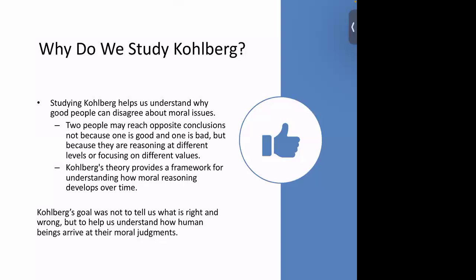There's the bottom point here on this slide. Kohlberg's goal was not to tell us what's right or wrong. His goal was just to help us understand how people arrive at their judgment, how morality develops over time. But he's not telling us necessarily what's right or wrong.